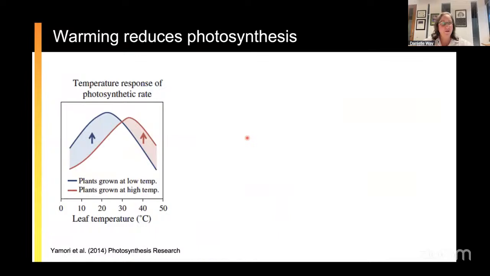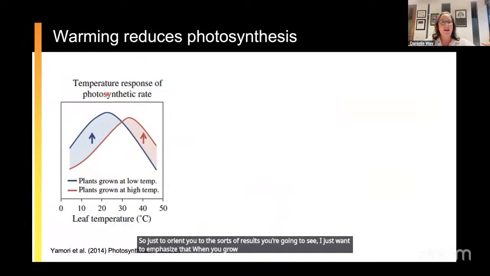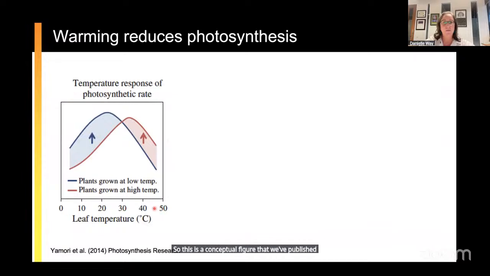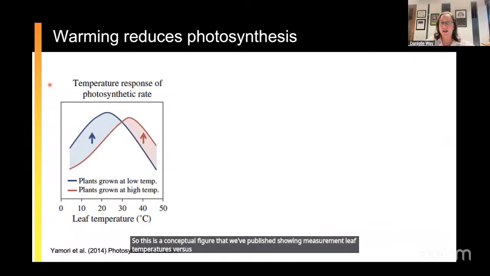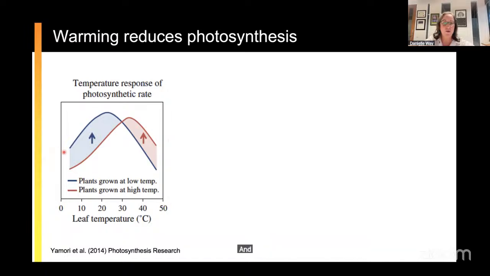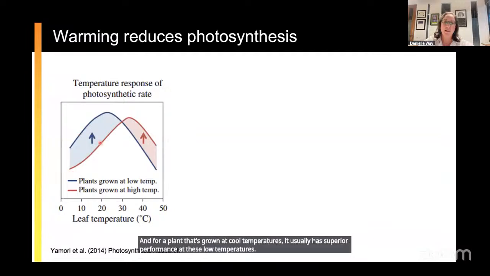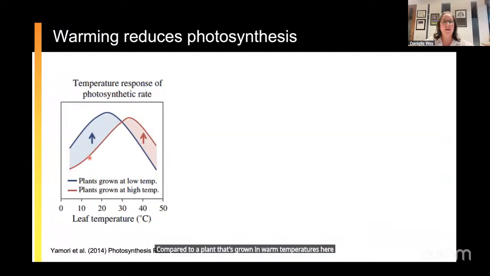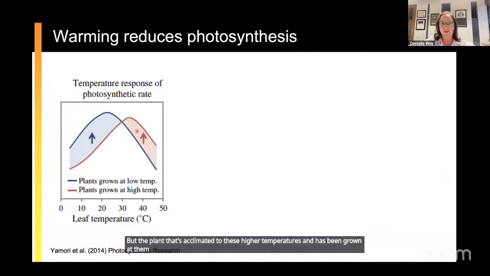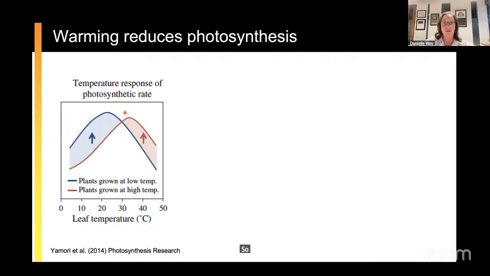So just to orient you to the sorts of results you're going to see, I just want to emphasize that when you grow plants at higher temperatures, you usually get a shift in the temperature sensitivity of photosynthesis. So this is a conceptual figure that we've published showing measurement leaf temperatures versus the actual photosynthetic rate on the y-axis. And for a plant that's grown at cool temperatures, it usually has superior performance at these low temperatures compared to a plant that's grown in warm temperatures here in red. But the plant that's acclimated to these higher temperatures and has been grown at them usually has superior photosynthetic performance at the highest temperatures. So this is what we see in the vast majority of cases.